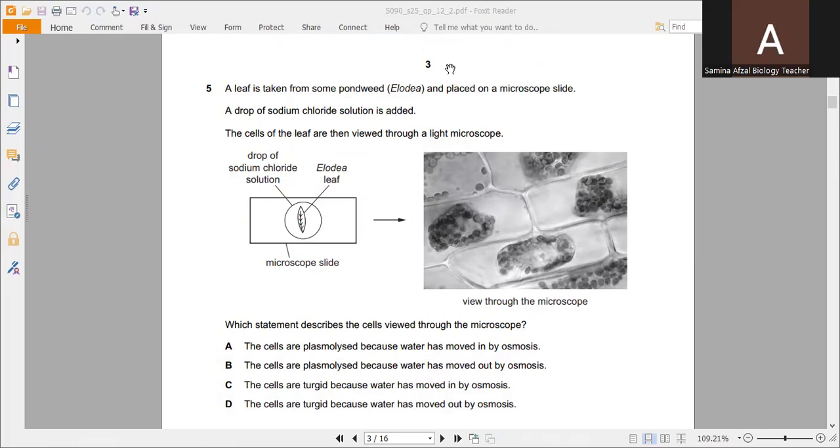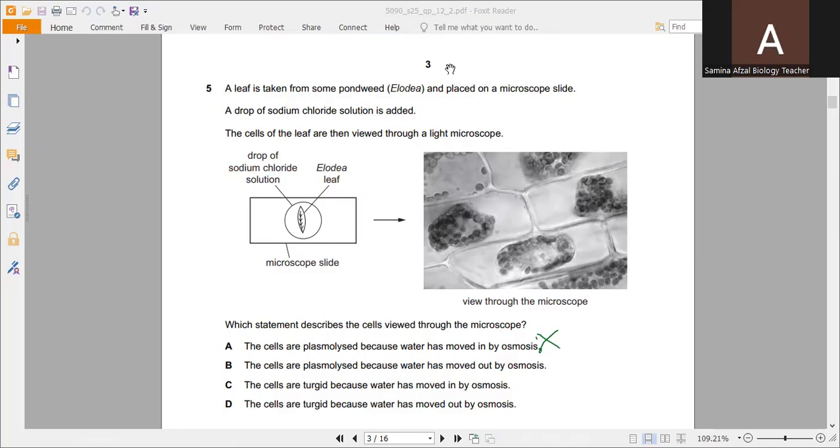So you can see the leaf and you can see the cells. The first statement: the cells are plasmolyzed because water has moved in by osmosis. If water moved inside, they will not plasmolyze, they will become turgid. So the first statement is not correct.